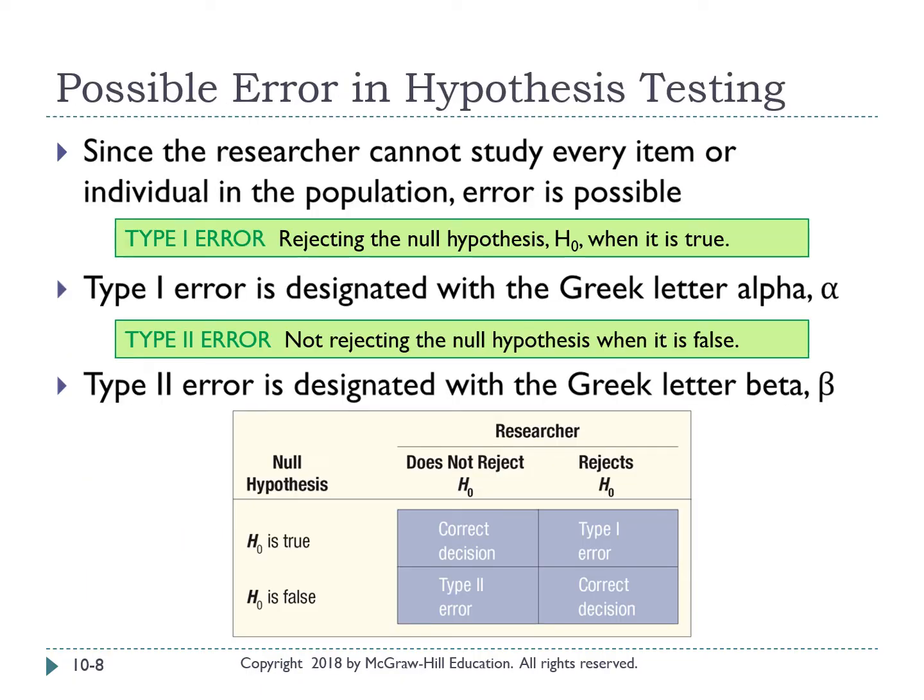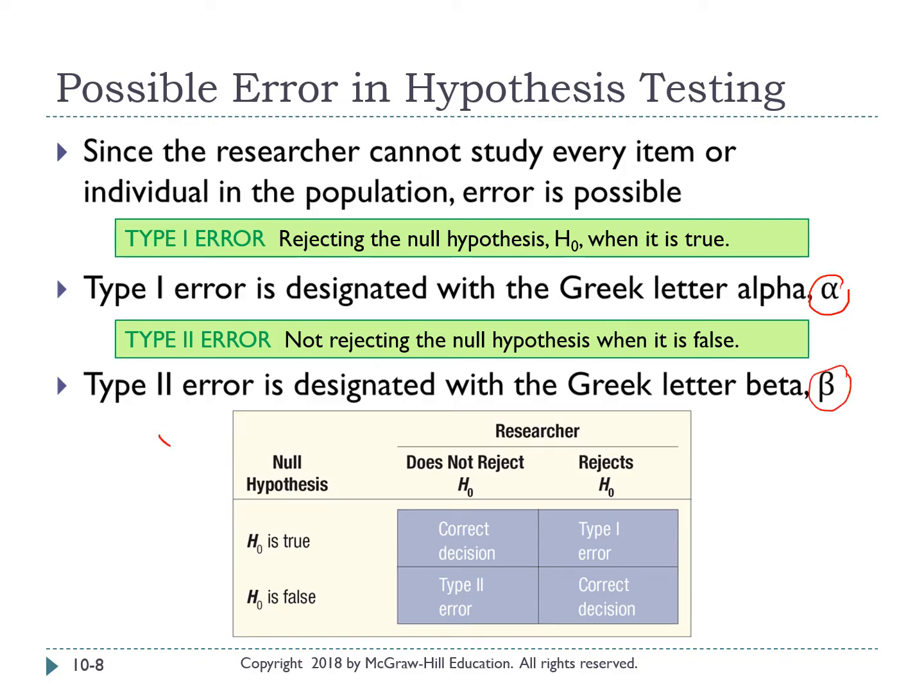Since you know that we cannot study the whole item in the population, there is a possibility for us to make an error. There are two types of error. The first one we call type 1 error. In this type 1 error, we reject the null hypothesis, or H null, when the H null is true. Okay, so type 1 error is represented by alpha. Type 2 error is when we do not reject the null hypothesis when your null hypothesis is false. So this type 2 error is represented by beta.